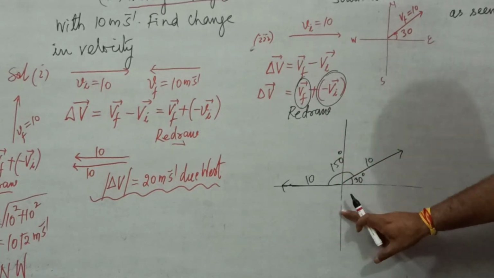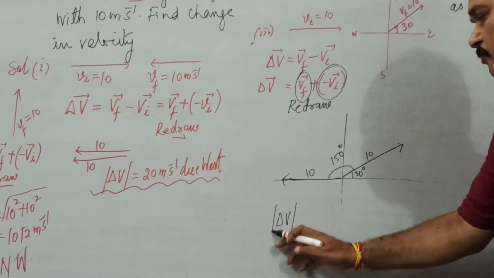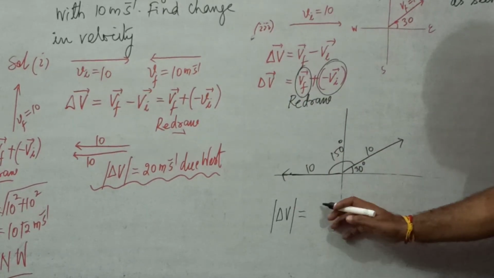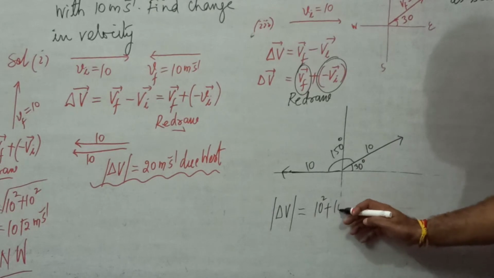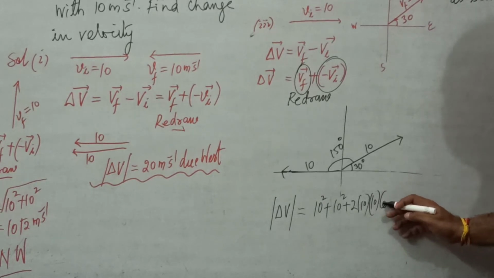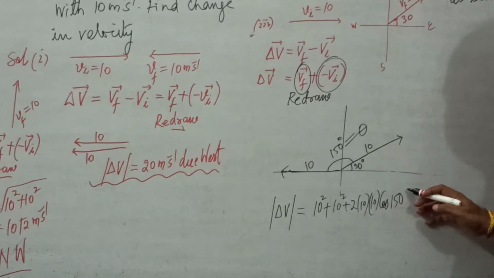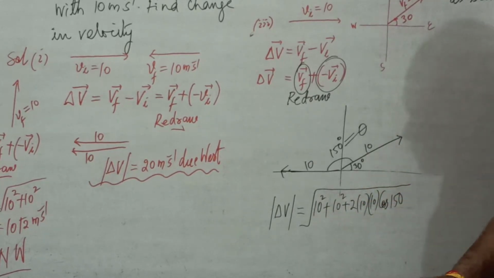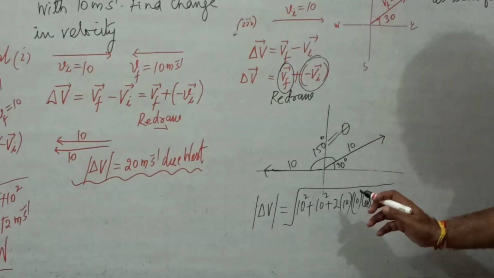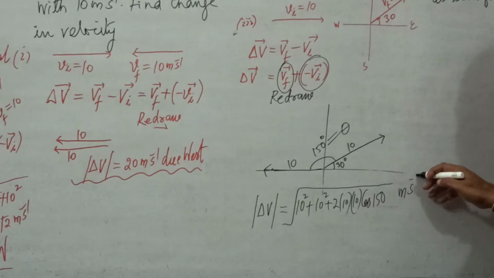Okay, let me work it out with the help of the formula. What is the sum of two vectors? The sum of these two vectors is going to be the value of the vector difference delta v. And what is that going to be? The square root of a square plus b square plus 2ab cos of the angle between the two vectors. And the angle between the two vectors is 150 degree. I hope you can work it out. I am not wasting my time. This is going to be the change of velocity in meter per second.